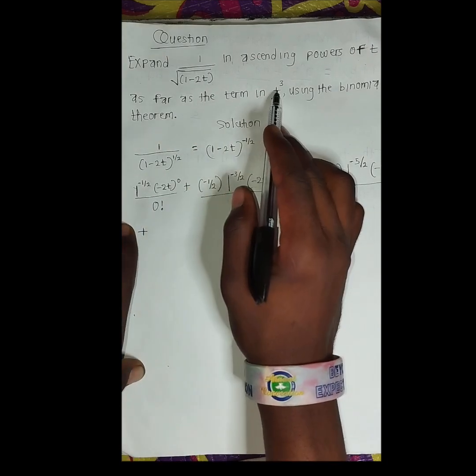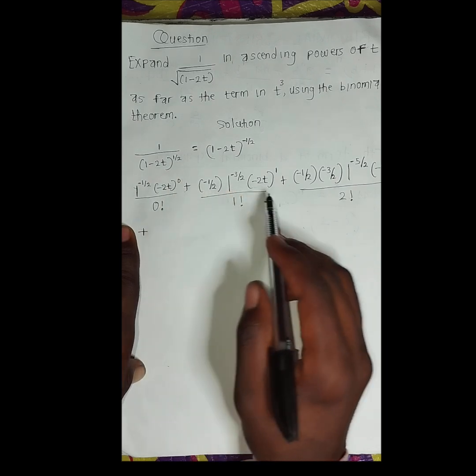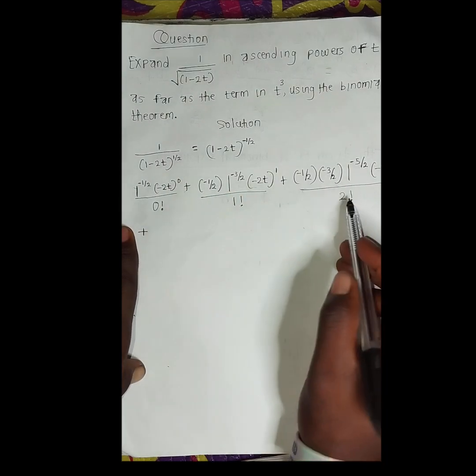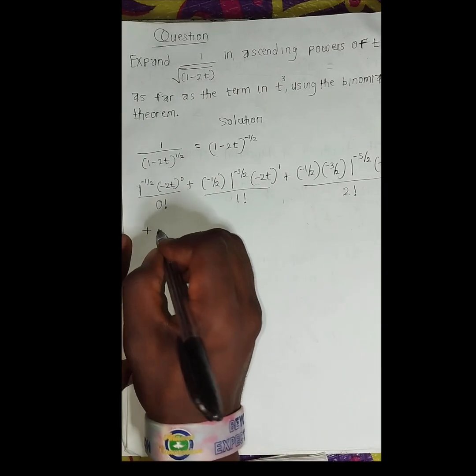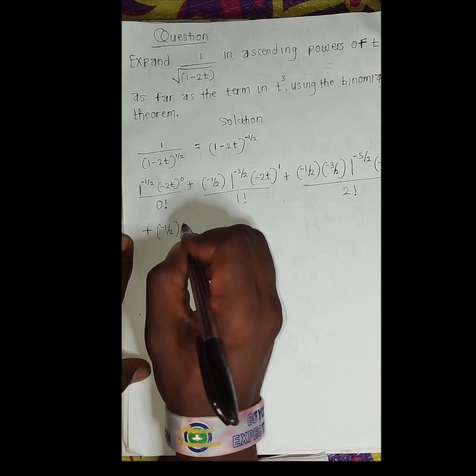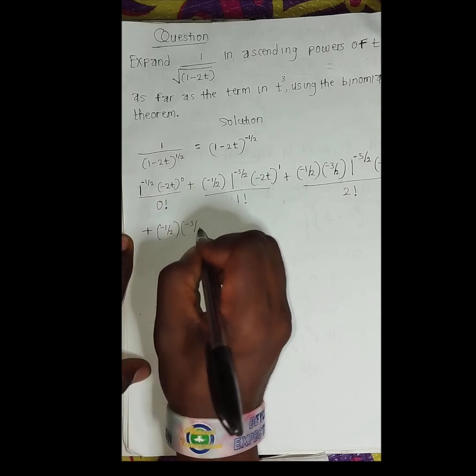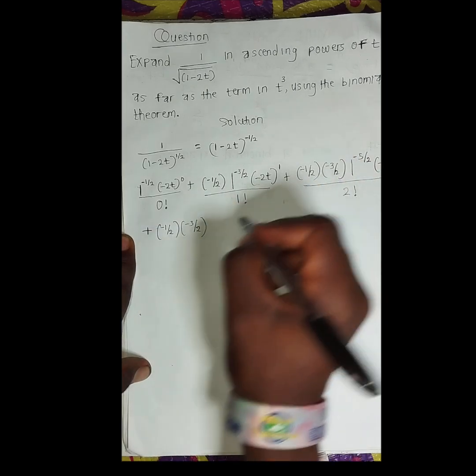They said we should stop at t raised to the power of 3. This one here, t raised to the power of 0. T raised to the power of 1 here. T raised to the power of 2 here. That means we need one more. Minus 1 over 2. Minus 3 over 2. Minus 5 over 2.